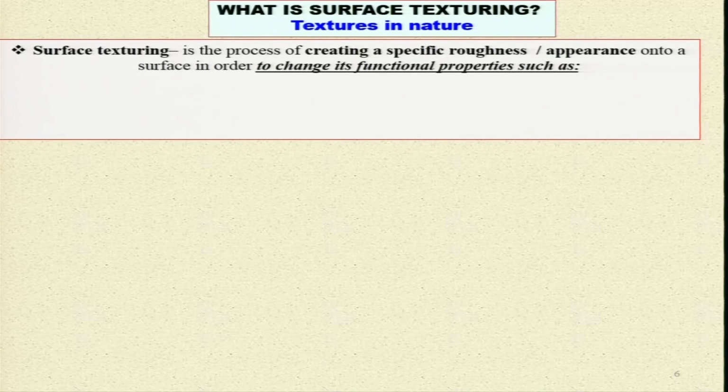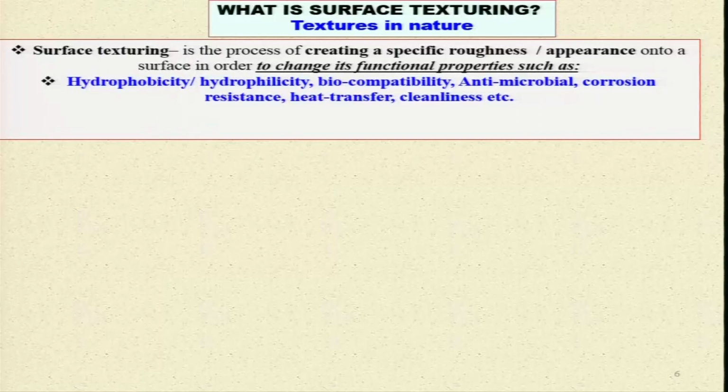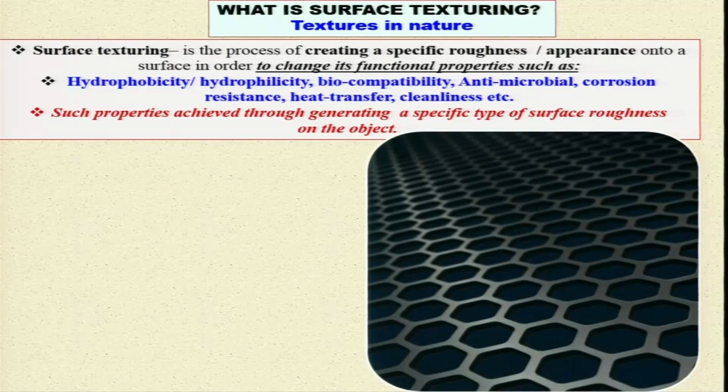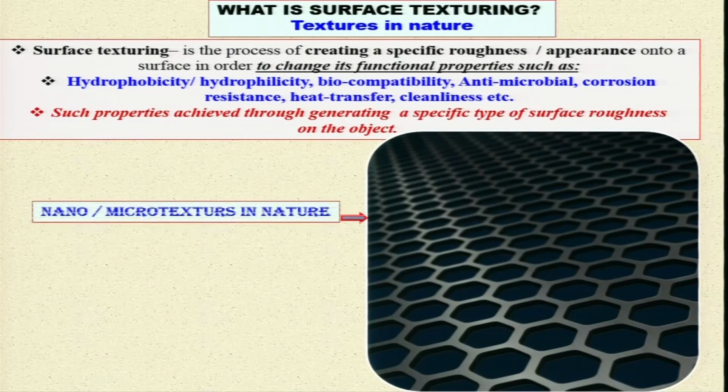Surface texturing is the process of creating a specific roughness appearance onto a surface in order to change its functional properties such as hydrophobicity, biocompatibility, antimicrobial, corrosion resistance, heat transfer, cleanliness, etc. Such properties are achieved through generating a specific type of surface roughness on the object. Now let us see certain objects.